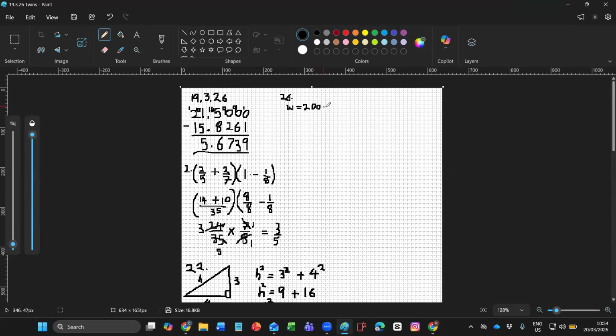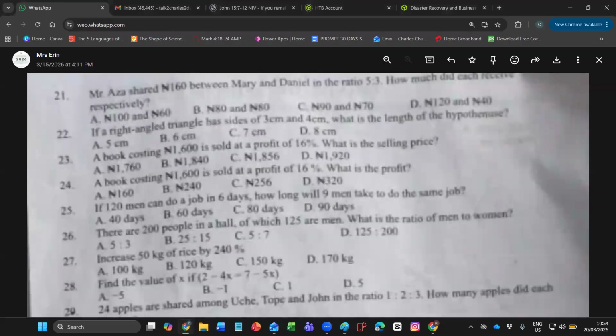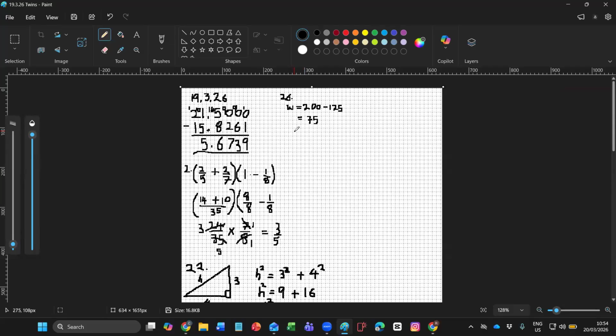Sorry, I meant to say Favor. 200 minus 125 is what? Favor, 200 minus 125. That is going to be 75. Okay. All right, I agree with you on that. 75, that's good. So the ratio now, please take note of what the question says. What is the ratio of men to women? So men should come first.